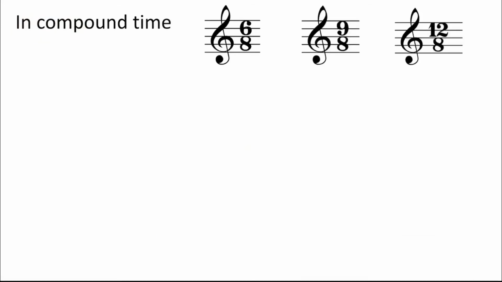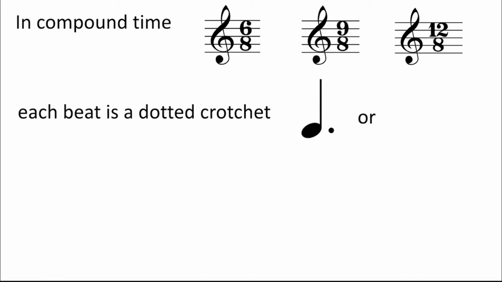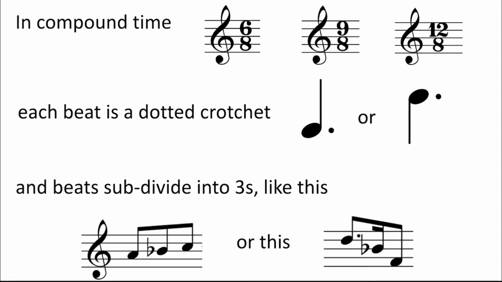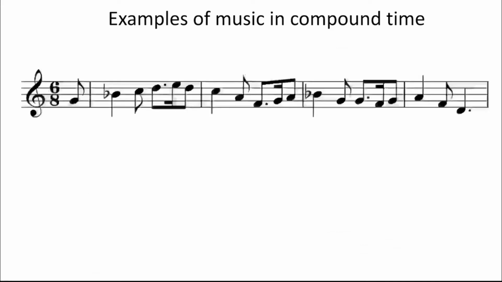Compound time, 6/8, 9/8, 12/8. Remember, compound time, we're looking at this lowest number here. It's an 8, it's compound time. The main beat in compound time is a dotted crotchet like this, or same thing. And beats subdivide into 3s like this. You can see these 3 quavers here, grouping not in 2s or 4s, grouping in 3s. Even where there's a dotted note involved, grouping in 3s. So here are some tunes in compound time.